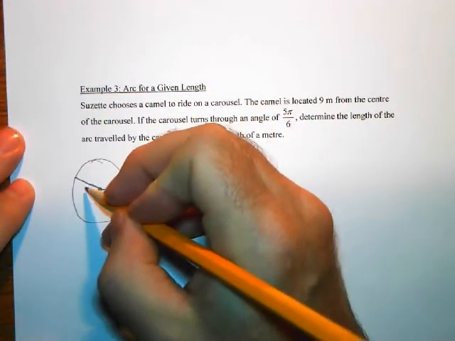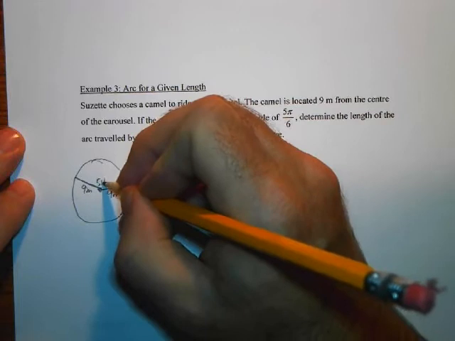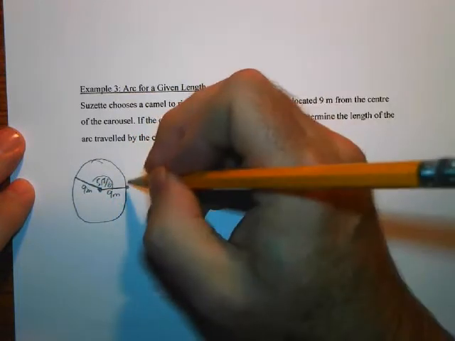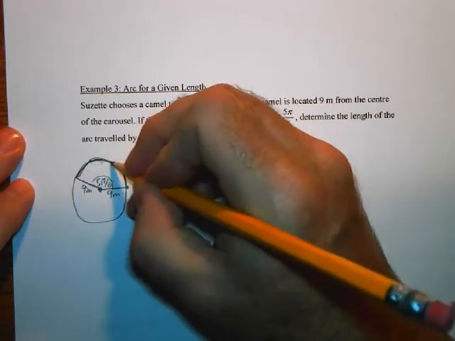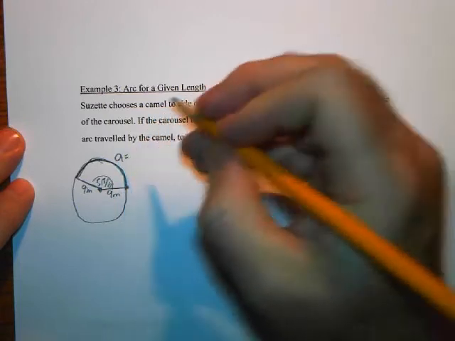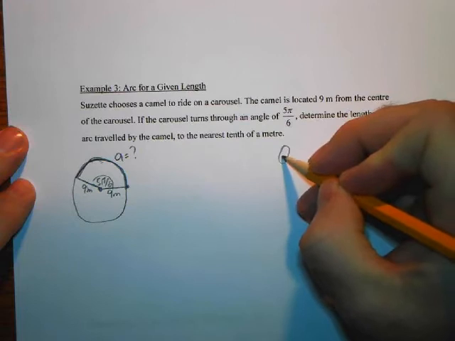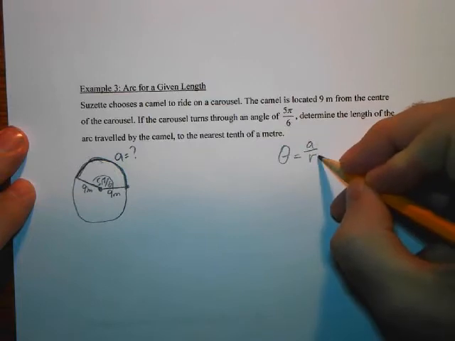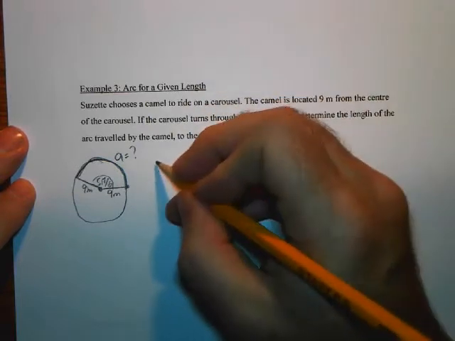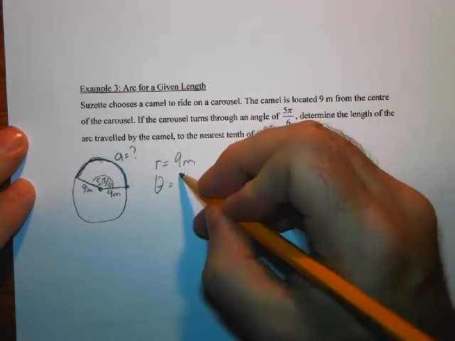So this is also 9 meters, right? It's just another radius. This angle here is 5 pi by 6. And what we want to find out is the overall length of this arc. So A equals what? Okay, so let's list off our values, I'll write the formula over here. We have theta, which is the angle, equals A over R. A is the arc, R is the radius. So we know that R is 9 meters, and we know that theta is 5 pi by 6.